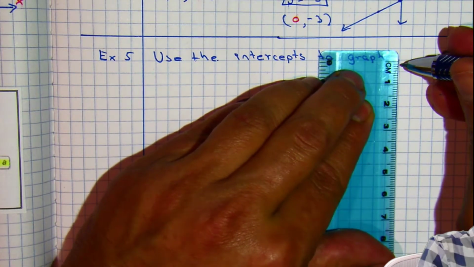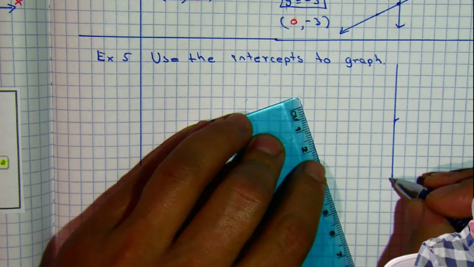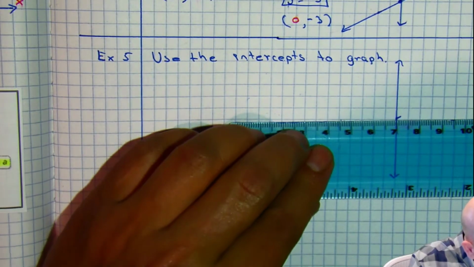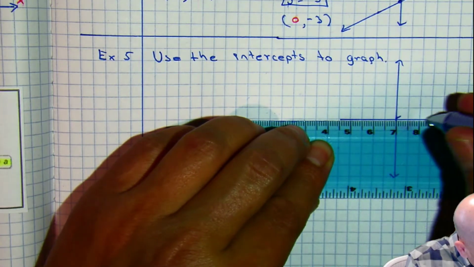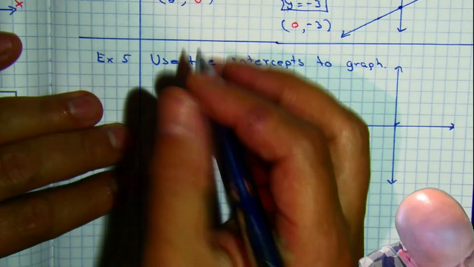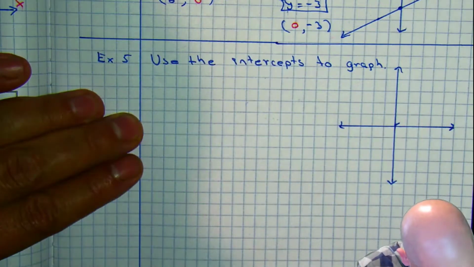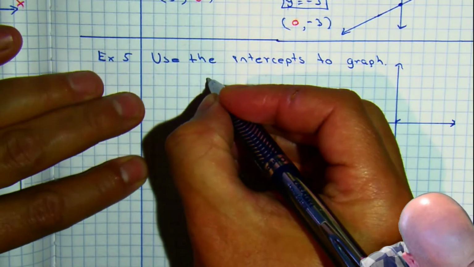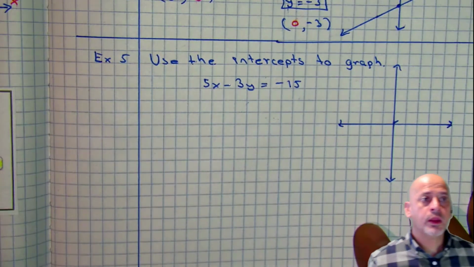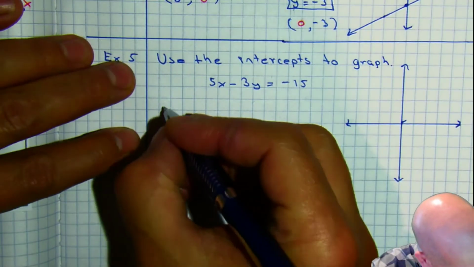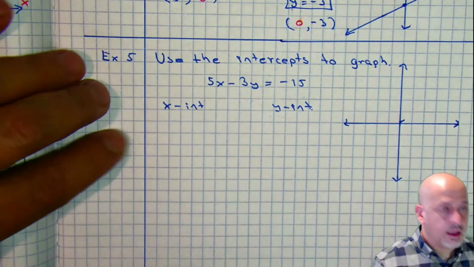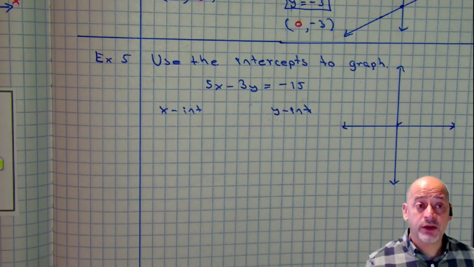And the equation that we have is 5x minus 3y is equal to negative 15. Go ahead and try it. Find your x-intercept. Find your y-intercept. And see what you get. And then we can compare our answers afterwards. Go and pause it.